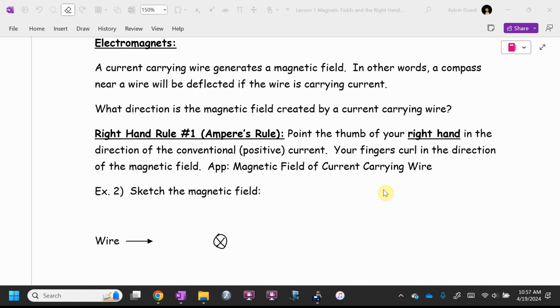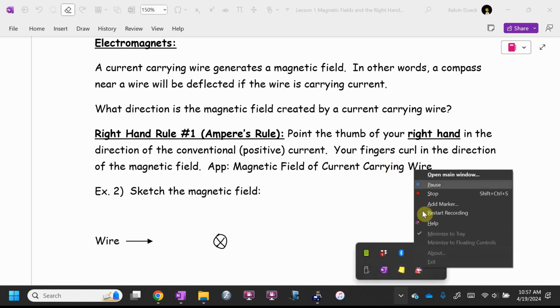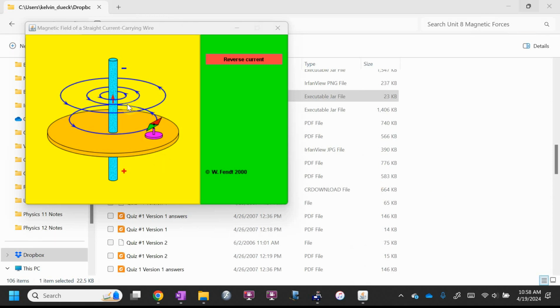Are you ready? Now the current is going upwards. Everybody point your right hitchhiker thumb upwards. And then look at how your fingers are curling. That will be the direction of the magnetic field around that wire. As you get closer, it gets stronger. As you get further, it gets weaker. But we're just concerned right now about the direction. If I reverse the current, opposite direction. Okay.